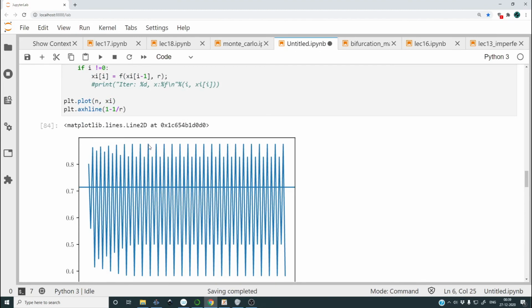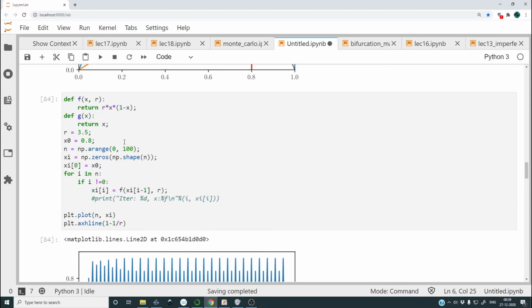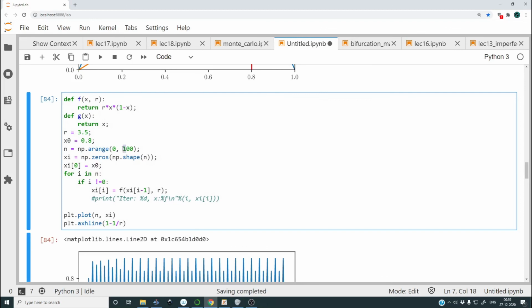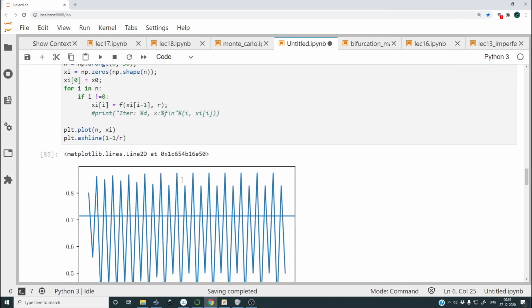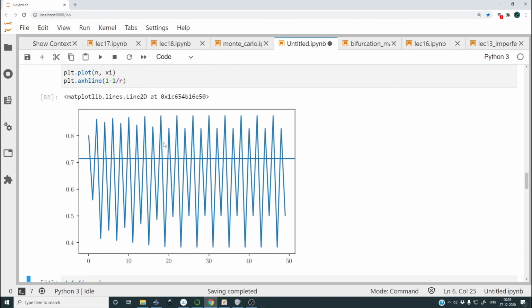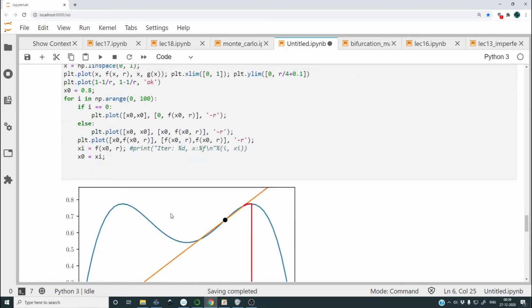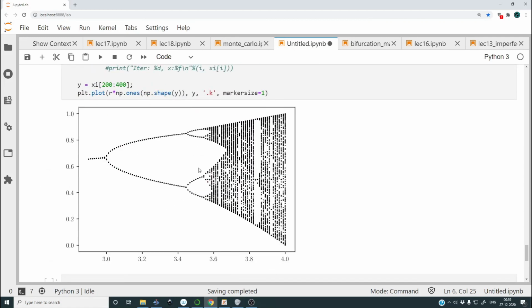So it's this point. In fact, let me choose only 50. Okay, so it's this point, then this point, then this point, then this point. So it's 4 distinct points over each cycle over which this set of iterates keep on happening, and that is reflected in this particular plot.